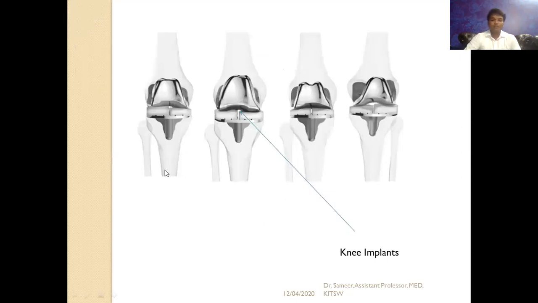So in this slide, we can see a few examples of the knee implants. The knee implants are generally used by surgeons on patients who have deformed their knees, who have worn out their knees due to the age factor or other factors, other trauma factors.